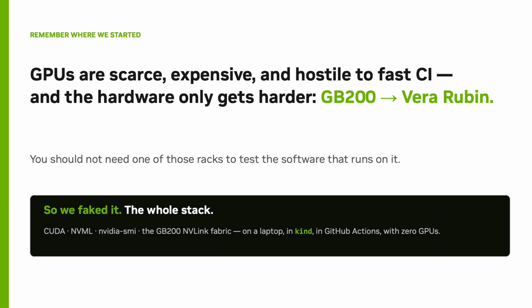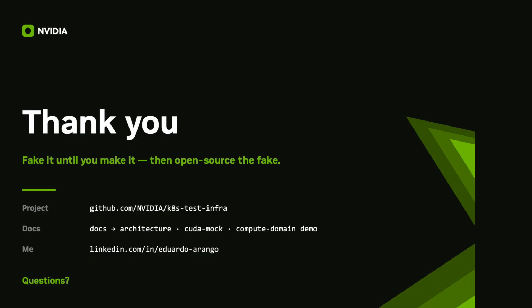I was trying to be really fast here. GPUs are scarce and really hard to get, and now you have a real, open source tool that can allow you to run your CI jobs without an actual GPU. And hopefully Vera Rubin will be coming soon to this fake library, so you can test Vera Rubin while you wait to get your Vera Rubin. So thank you.